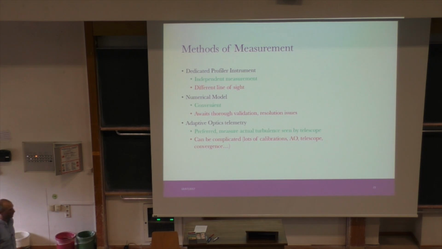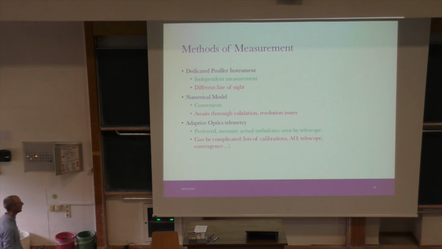Well, there are 3 ways of really doing it, which we've touched on already. We can use a dedicated profile instruments. This is external to our dome, to our AO system, to our large wobbly telescope. So it's an independent measurement, which means that it's probably easier to make more reliable, more precise. But it's a different line of sight, so is that valid? If I've got my profiler looking over there and my large telescope is looking over there, do we know for sure what the difference in terms of profile is?